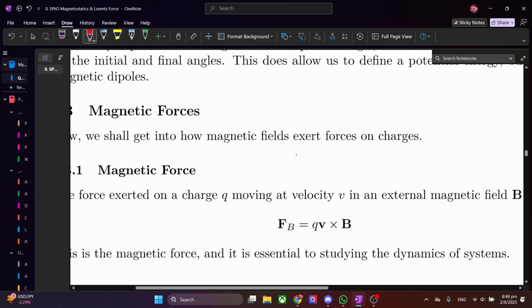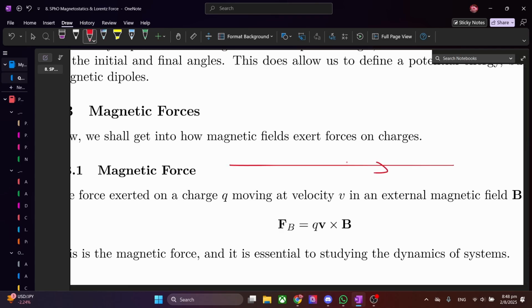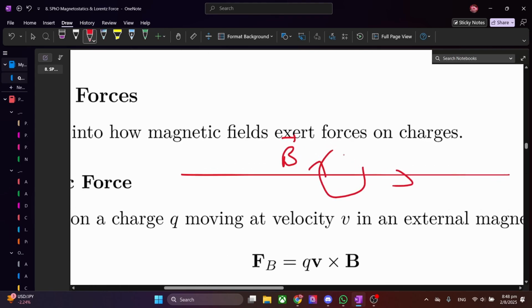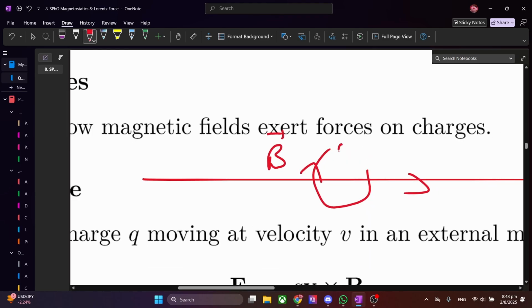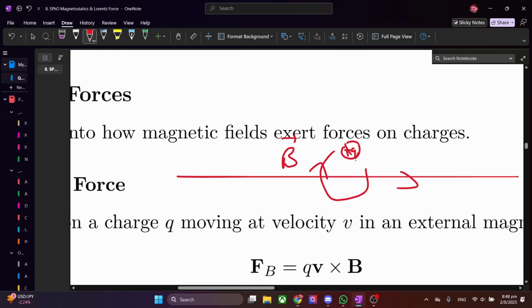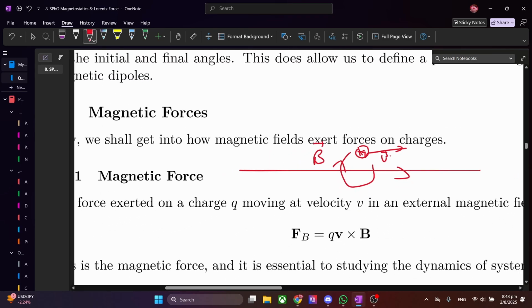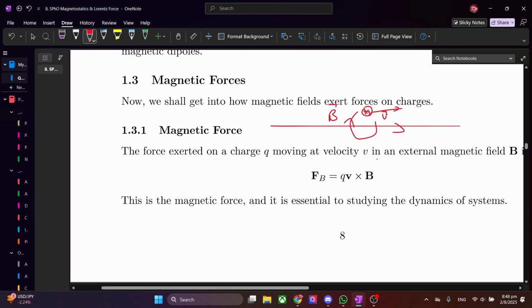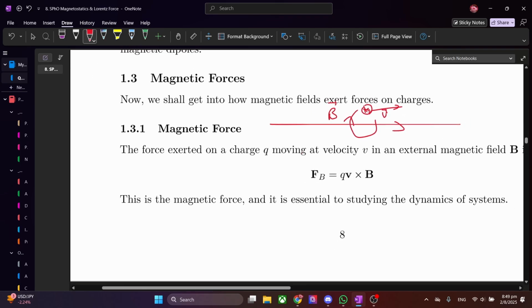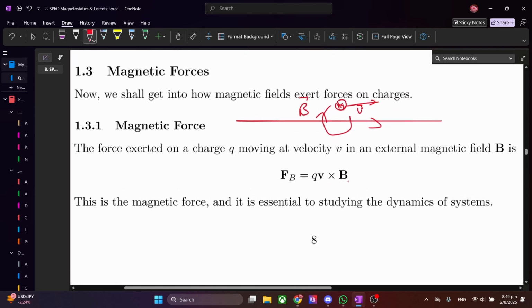Okay, so let's say we have some magnetic field in some space. Let's say we have a wire again, and with the wire we have some magnetic field like this. And let's say we had some charge moving quite near this wire, so it's in the influence of this magnetic field at some velocity v. The magnetic force that acts on this charge is dictated by this.